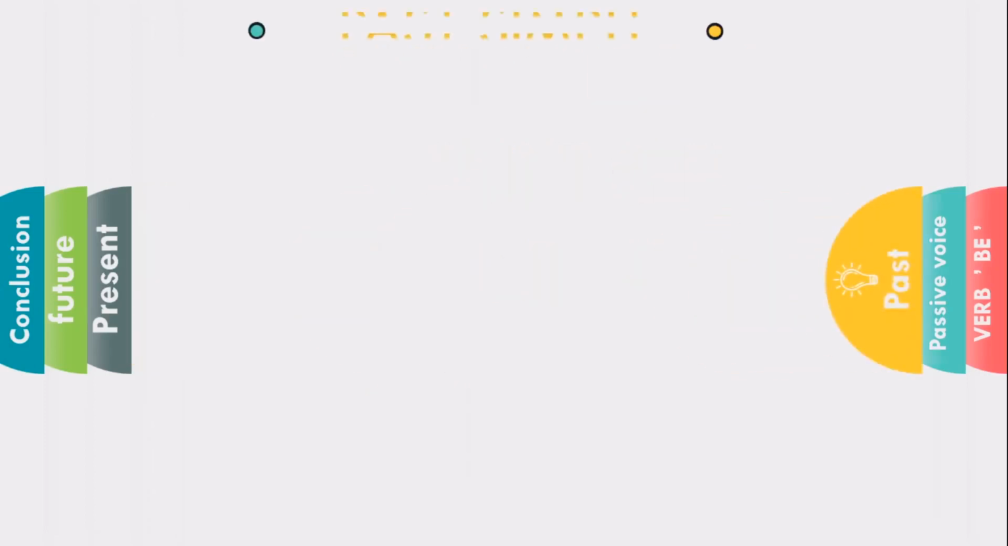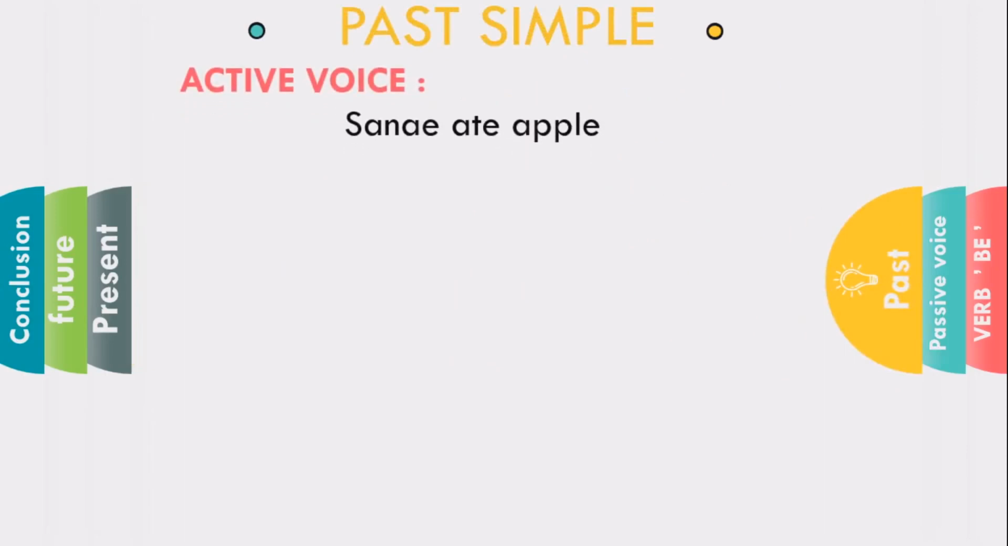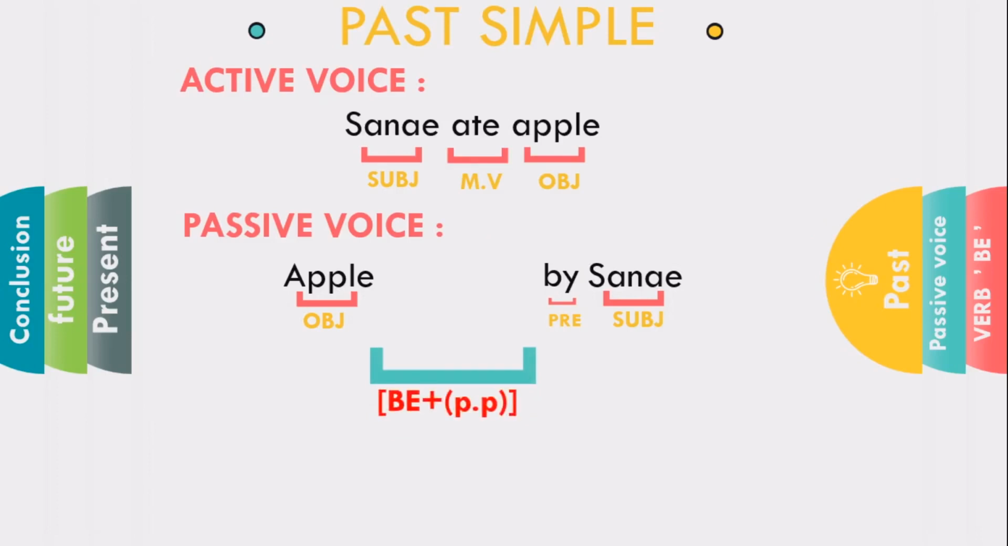So let's get started with the past simple. We have here an example: Sana ate apple. The first thing you have to do is to underline all the elements: the subject, the main verb, and the object. After that you put the object in the beginning, of course with a capital letter, and in the end, by Sana, you put the subject, if you want to mention the subject. If you don't want to, it's your choice. And between them you put the rule of passive voice, which is be plus past participle.